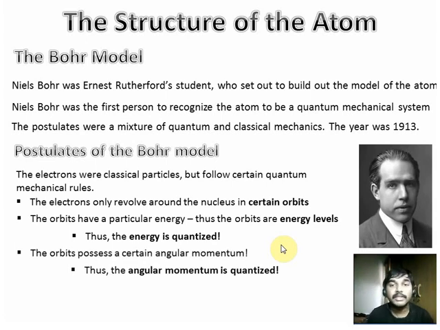These orbits also possess only certain angular momentum. Remember, angular momentum is the momentum associated with a body which is rotating, which is revolving. So electrons are revolving bodies around the nucleus, so they have particular angular momentum. And it turns out that each of these orbits also has a particular angular momentum. So an electron cannot have any arbitrary angular momentum. So the electron cannot have an arbitrary energy, the electron cannot have an arbitrary angular momentum. So the angular momentum is also quantized.